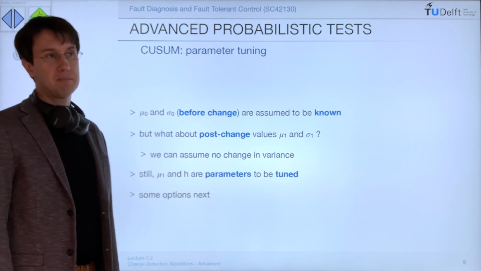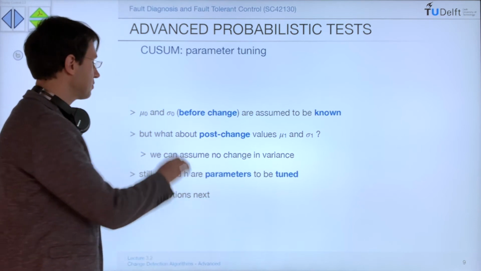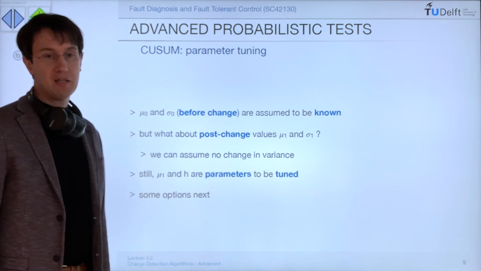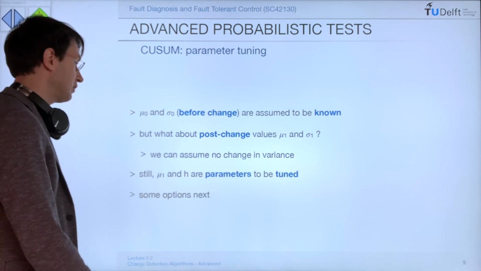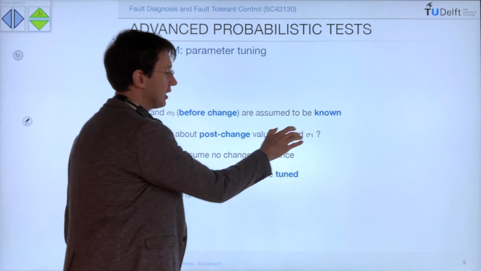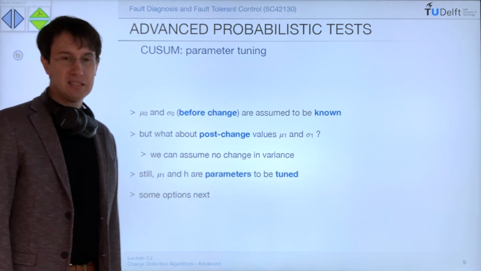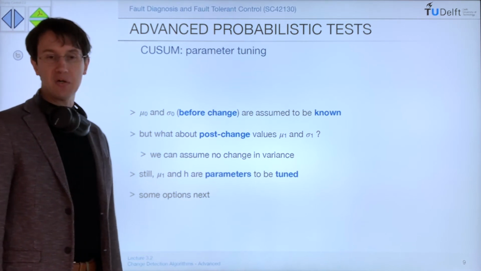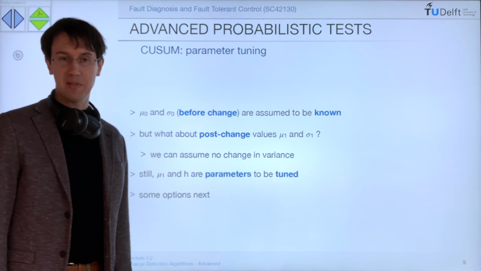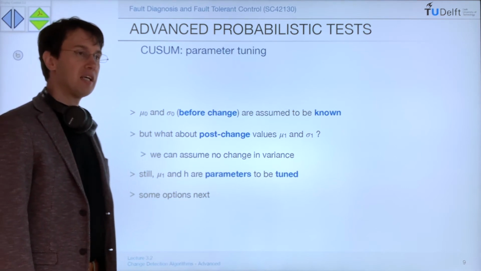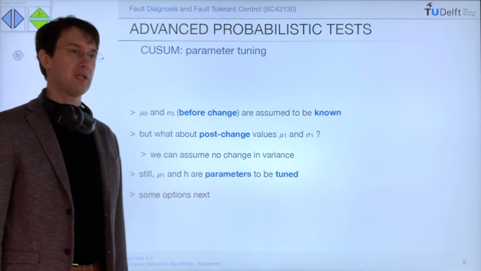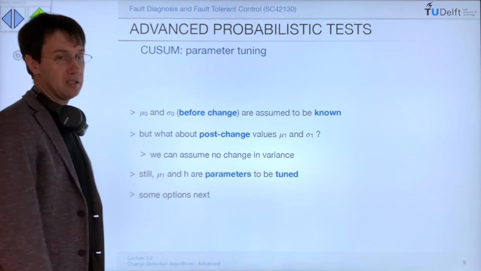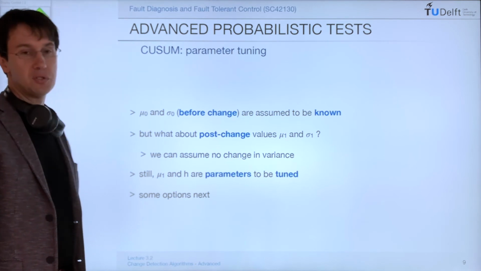And this is not so bad, because they correspond to nominal conditions, so we probably know them. But the formula for the CUSUM also implies that we know the post-change values mu1 and sigma 1. And this is quite a big assumption, because it is like saying I know exactly which kind of fault is occurring to my system. And also, if this fault can occur, let's say, small and big, I know exactly how big. But this is quite a lot of assumptions, and in practice, you don't have this information.